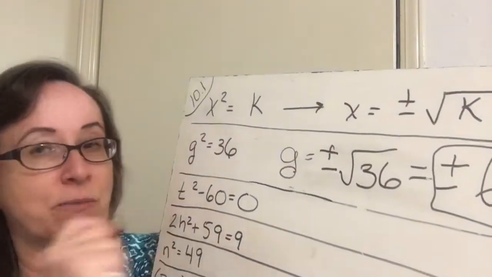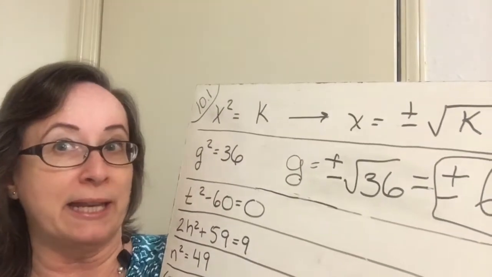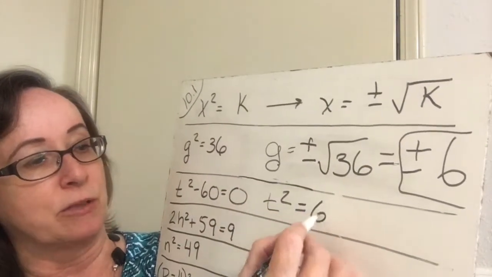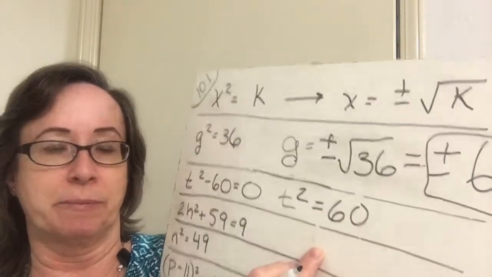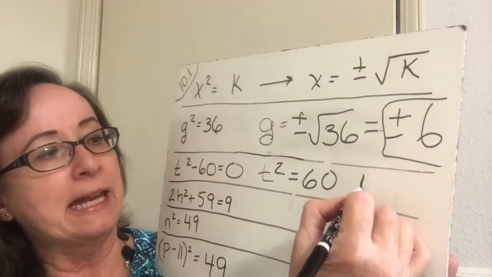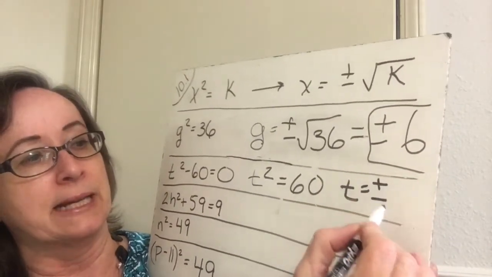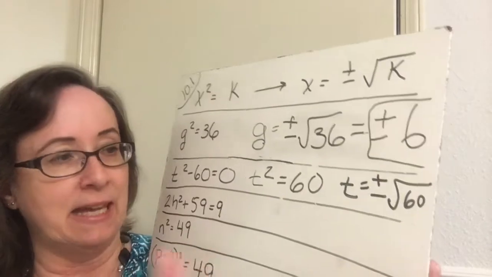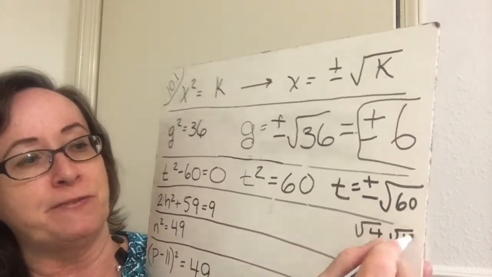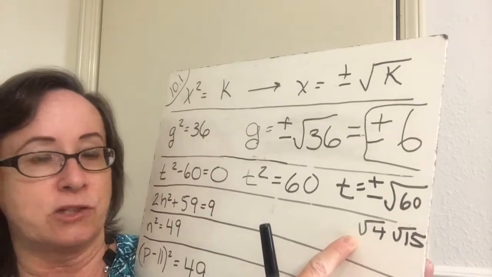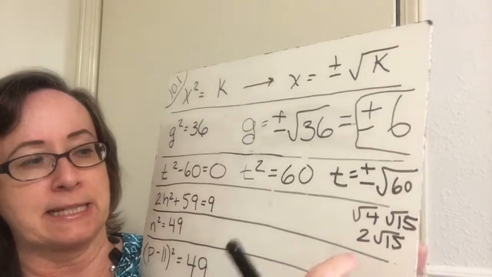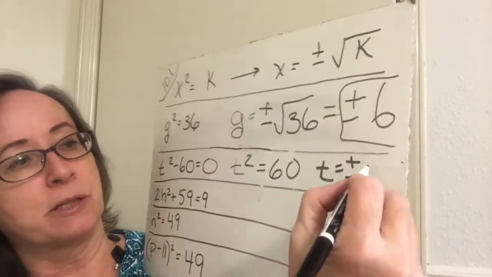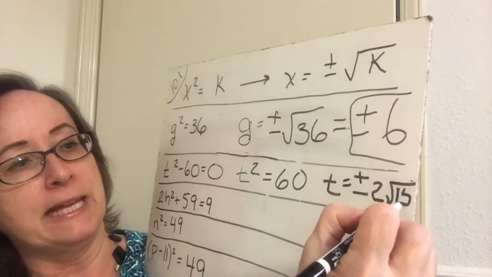Okay? And then t squared minus 60 is equal to 0 is not quite ready for me to take the square root. But if I go ahead and add 60 to both sides, then I get t squared is equal to 60. And then I can take the square root of both sides because I have the t squared by itself. And I will get t is plus or minus the square root of 60. I'm running out of board there. But remember that square root of 60 could be broken up into square root of 4, square root of 15, and square root of 4 is 2. So 2 square root of 15 is the same thing as square root of 60. So I'm going to take this answer off and make it plus or minus 2 square root of 15.